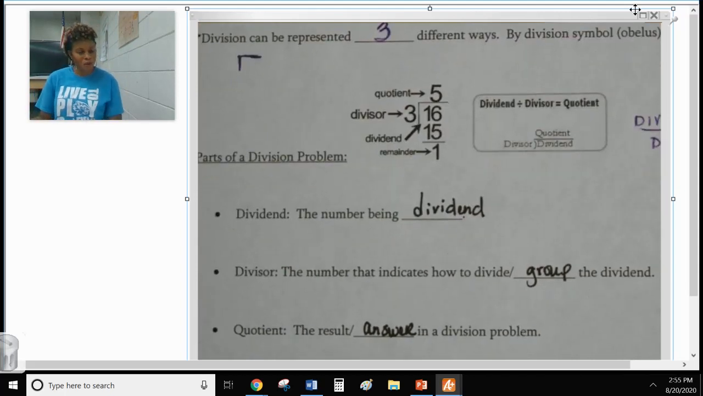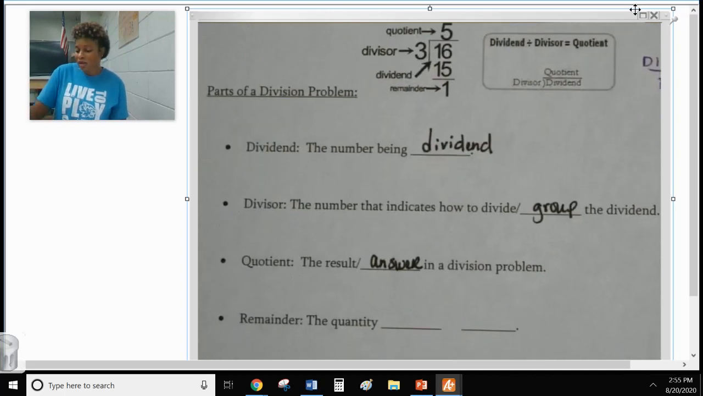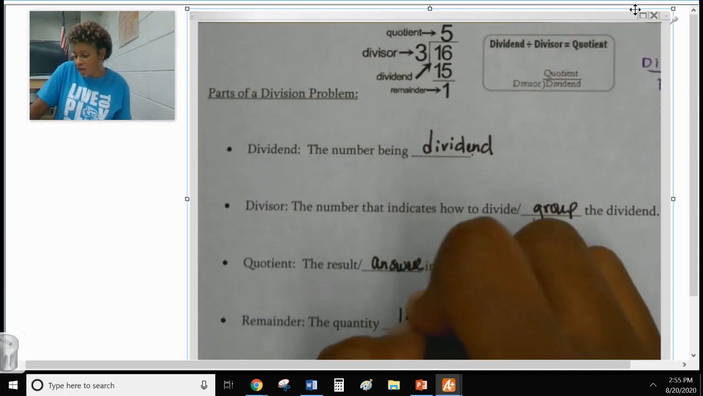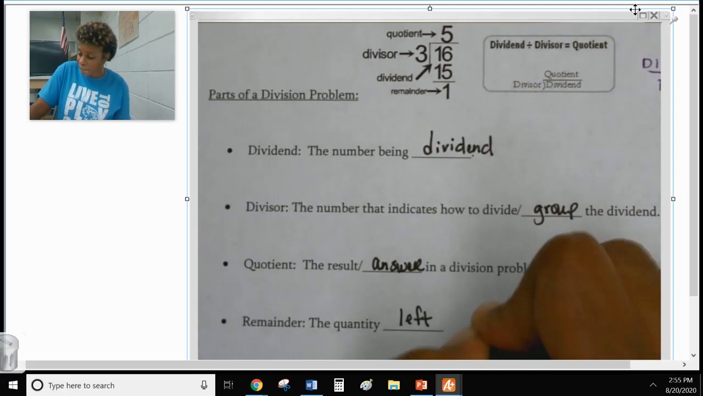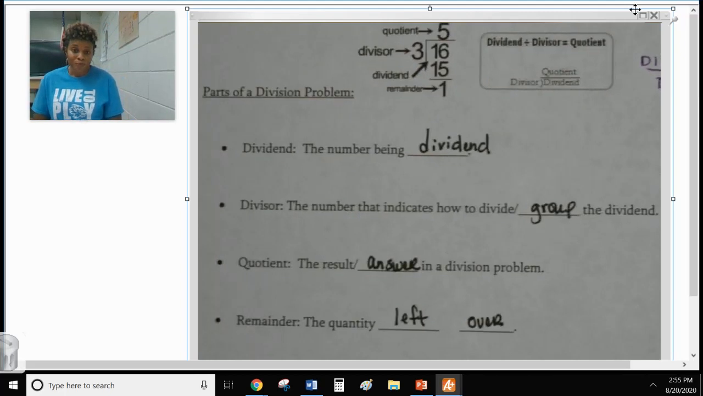Make sure you know the answer to a division problem is called a quotient. Do you know what the answer to a multiplication problem is called? I hope you got it right. The remainder is the quantity that is left over. Anything that's left over is your remainder. So, the parts of a division problem. Dividend, the number being divided. Divisor, the number that indicates how to break up the dividend. Quotient, the answer to a division problem. Remainder, the quantity left over.